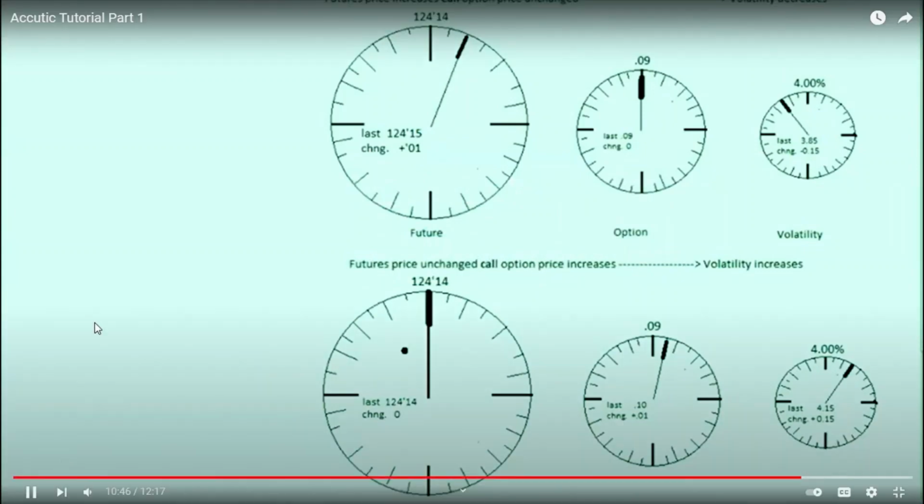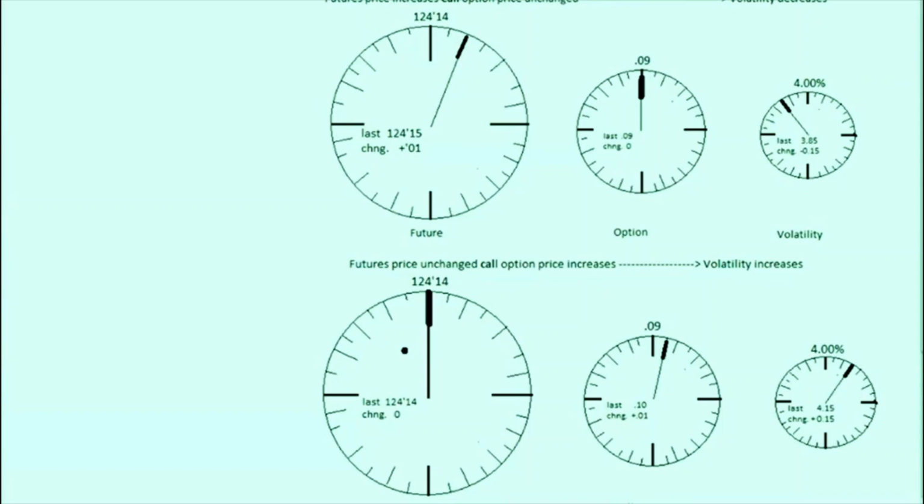Juxtaposing the dials as shown here allows you to quickly see the price components involved in an option trade and the resulting volatility. Note that call options are positively correlated with the underlying futures contract. In the top example, the futures contract is trading with a one-tick gain. However, the call option is trading unchanged, and the result is a downtick in volatility.